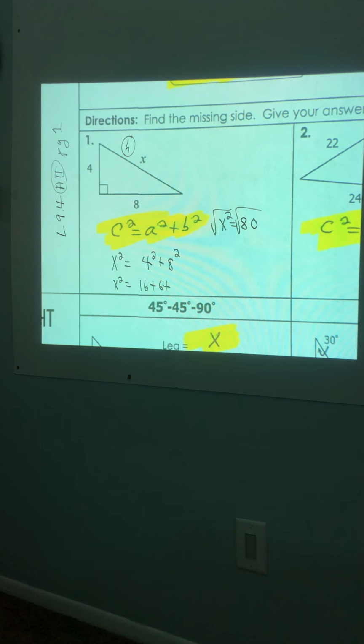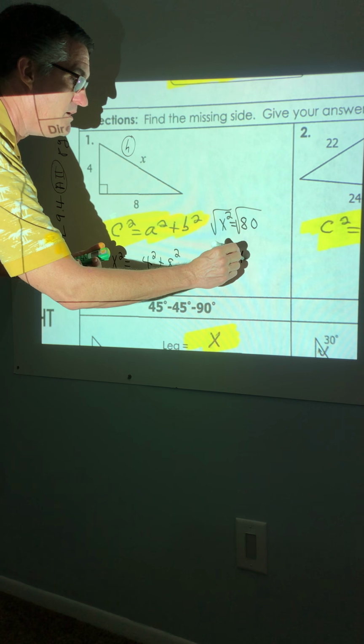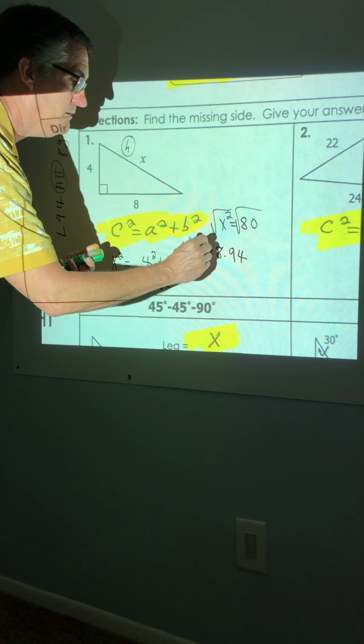Here's my old faithful calculator that I love so much. And hit the square root. Hopefully you can find the square root on your calculator. And by all means, you can use your cell phone calculator. Love it. All right, and I got 8.94, and I'm just going to round it to money.